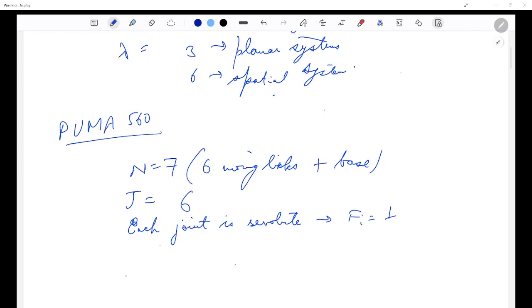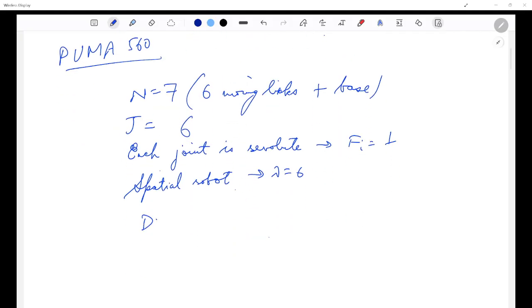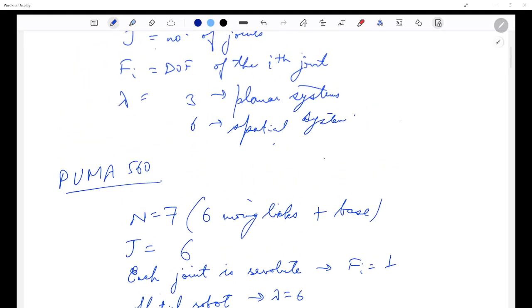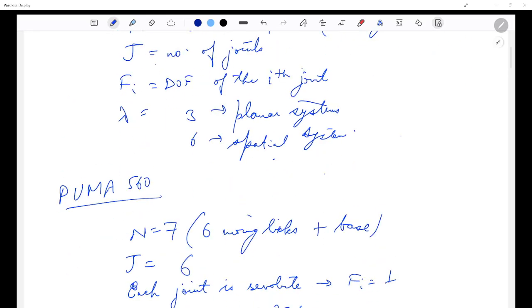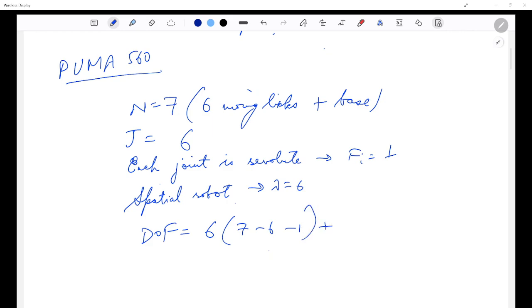And since it is a spatial robot, lambda is equal to 6. So my degree of freedom is 6 because it is lambda times (n minus j minus 1), that means 6 times (7 minus 6 minus 1), right? Plus 6 because of the summation of the Fi's, 1 each. So in total it is 6. So Puma 560 is a 6 degree of freedom manipulator.